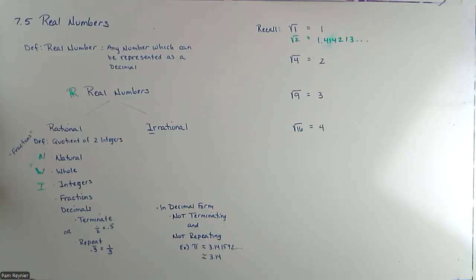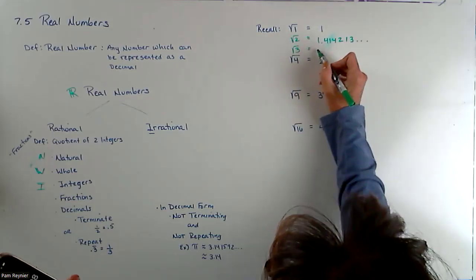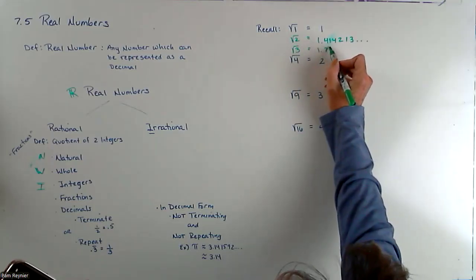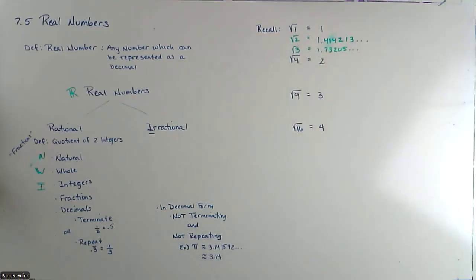Similarly, if I take a look at the next integer, 3, and I look at the square root of 3, it's approximately 1.73205, and it goes on forever. I could keep going. What do you think the next irrational, non-repeating decimal is going to be?